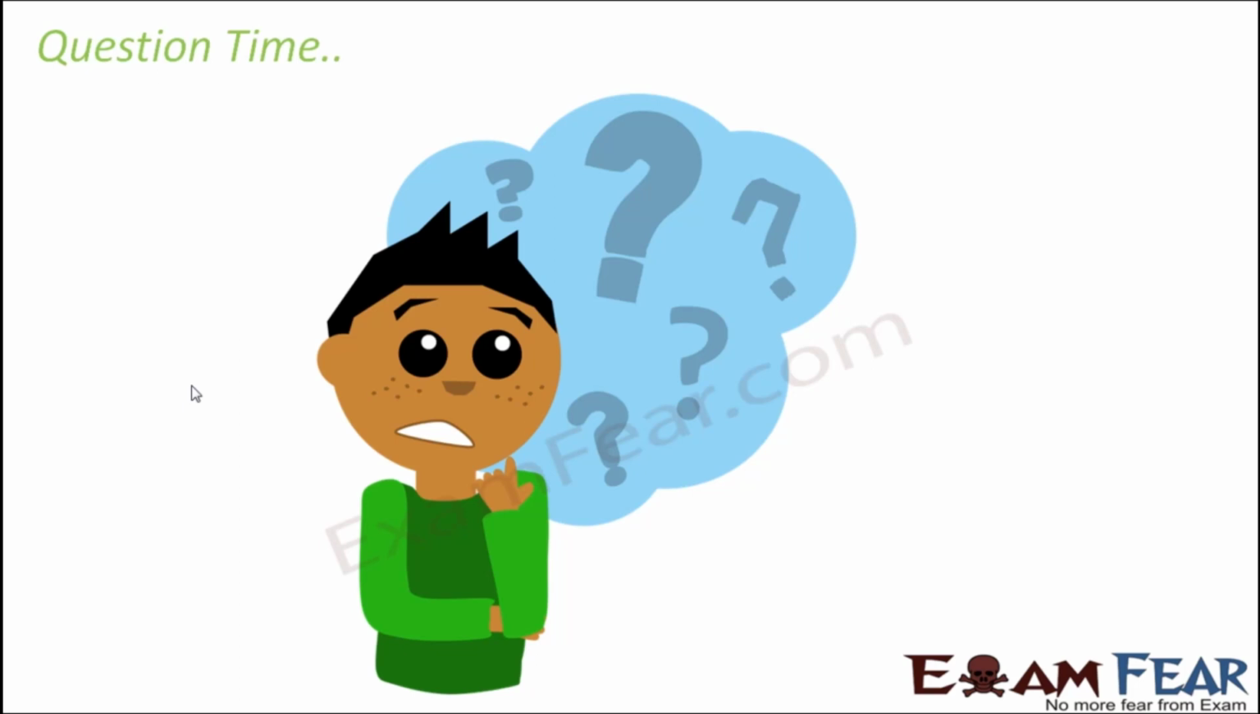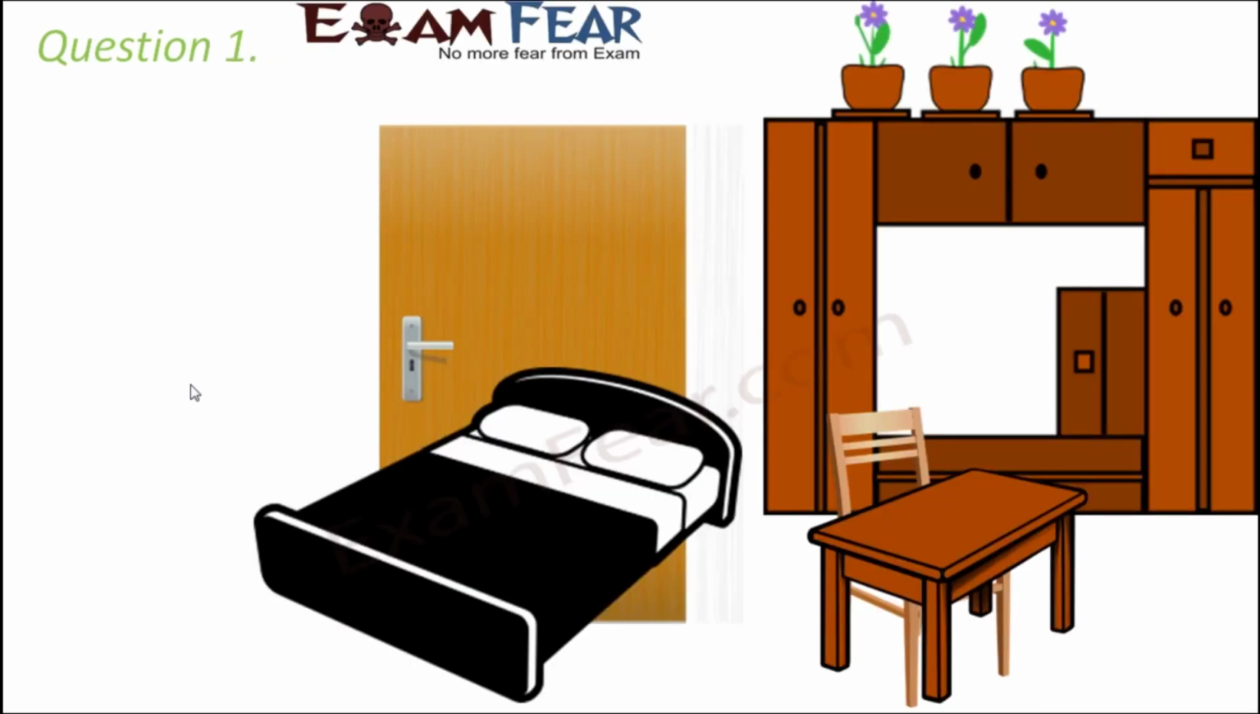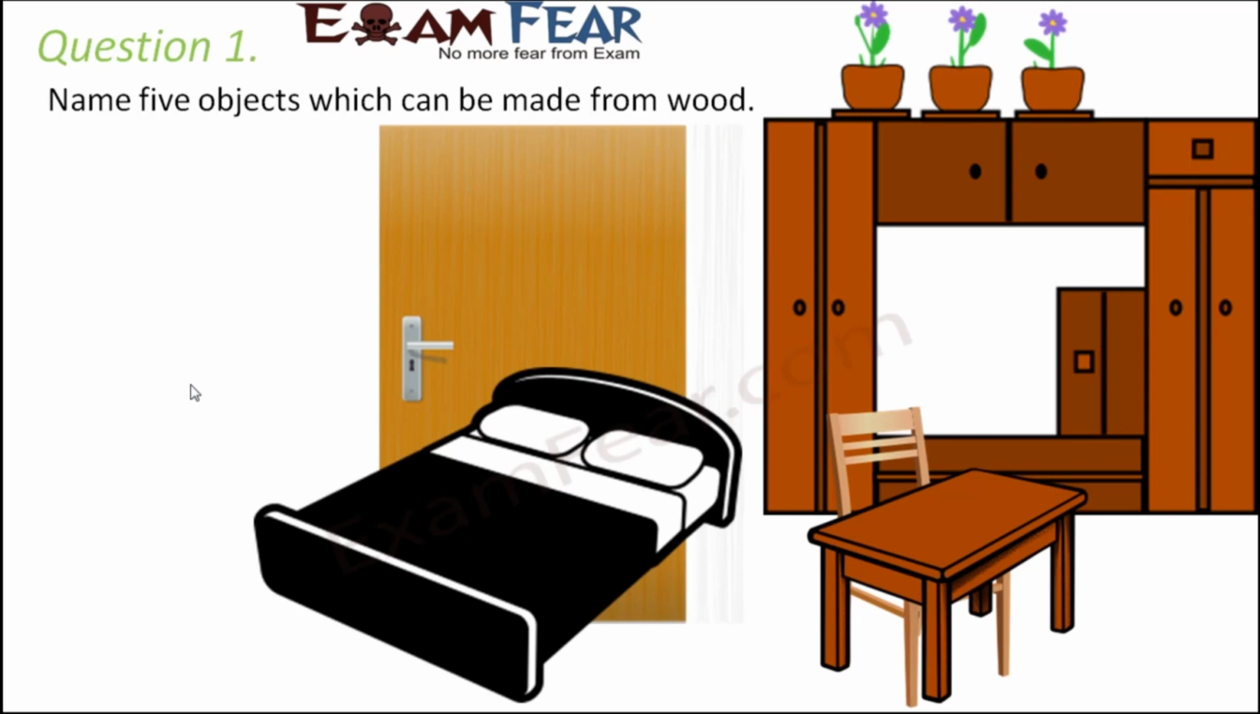Now depending on what kind of properties a material has, we group them into different categories. So that's what we have learned here, and now we will look at some of the questions where we will see how exactly we group materials into different categories based on their properties. So question number 1. Name 5 objects which can be made from wood.